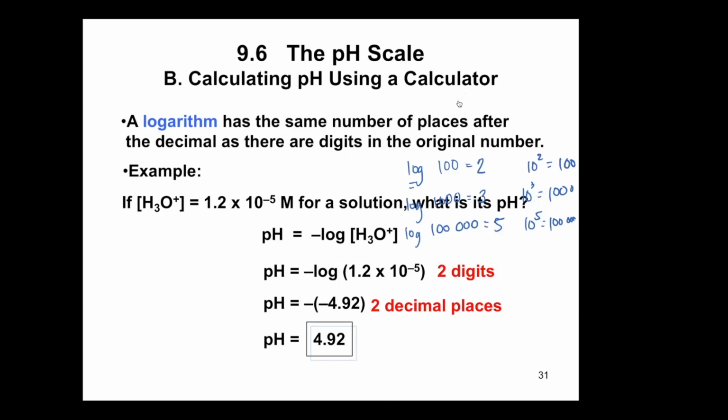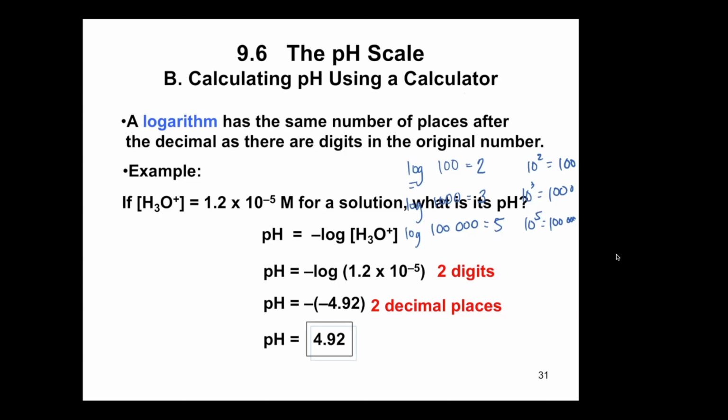Yung ibang calculator, baka it will require you to have a subscript. Kasi may na-encounter ako ilang estudyante before na nanghihingi doon ng subscript yung calculator. So kapag ganun, 10 ang ilalagay sa subscript. Okay? To arrive at that answer. Kasi di ba yung log ay base 10, power of 10.